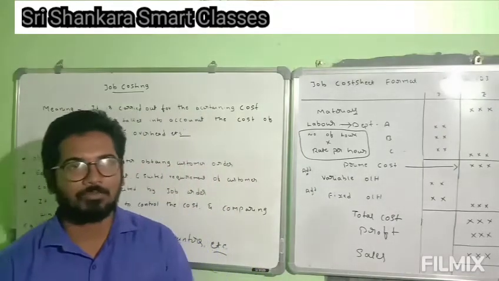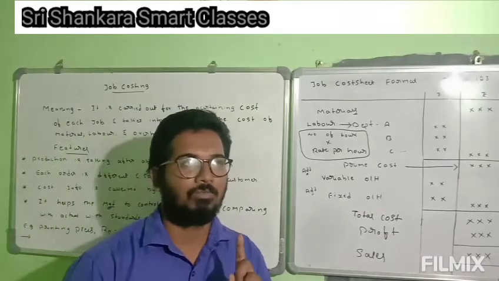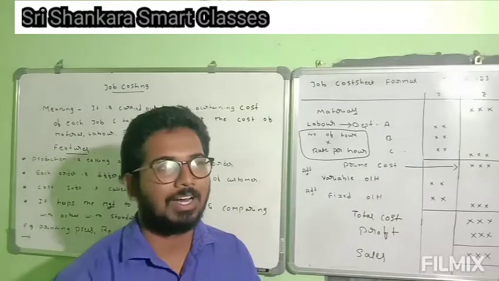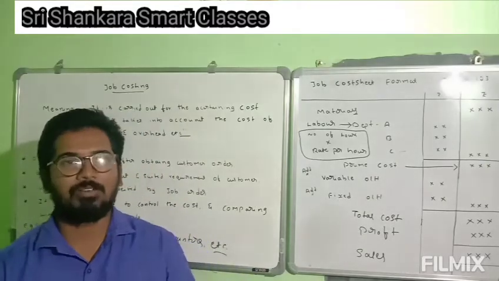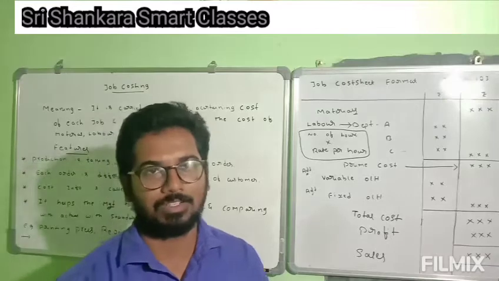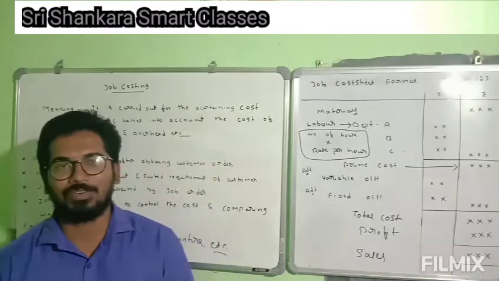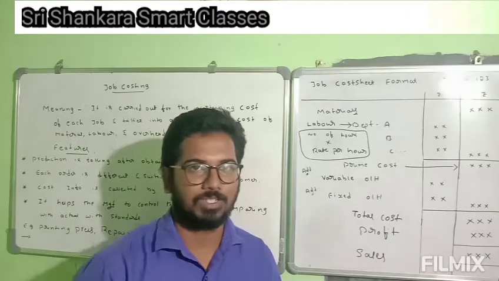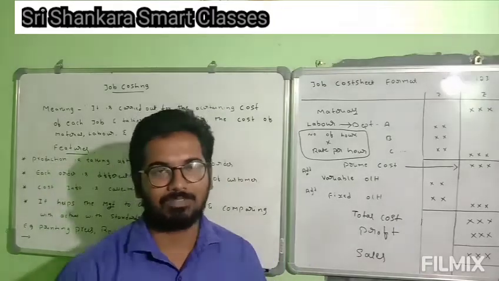At the same time, from an exam point of view, we can expect one 2 marks question from that and one 6 marks question. There is only one possibility: what are the different methods of costing? So you can expect one 6 marks question from the first unit and one 2 marks question, either the meaning of any one of the costing methods.